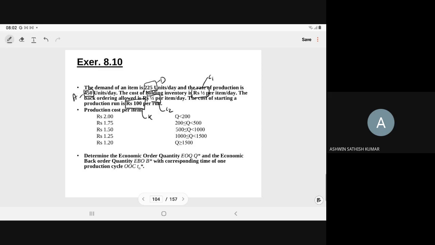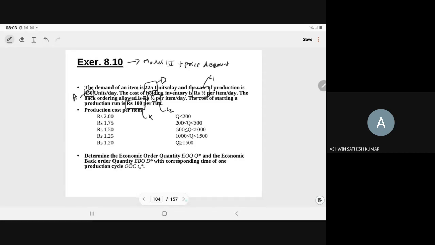Determine the economic order quantity, that is Q star, the economic back order quantity, B star, and the corresponding time of one production cycle, that is the optimal order cycle, T naught star. From the given information we can judge this model belongs to model third plus price discount, because here we have the constant delivery rate and price discount.